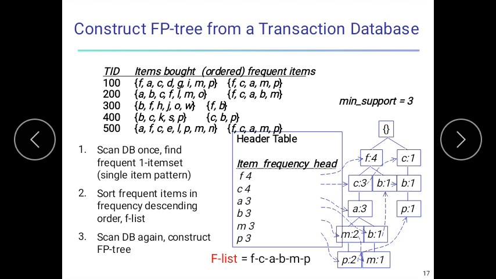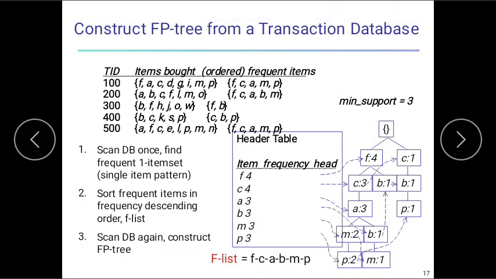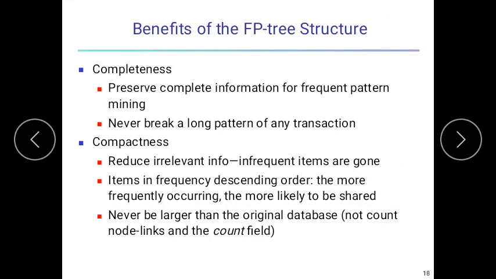Now the pattern will be constructed based on the frequent pattern you get. So this will be F C A M P. After this you'll get F C A B M, then F B, then C B P, and F C. This will be C B P here, and finally F C A M P. So this will give you a frequent pattern tree. Just remember, first you need to calculate the frequency count, you need to reorder the items, and then you need to construct the FP tree.